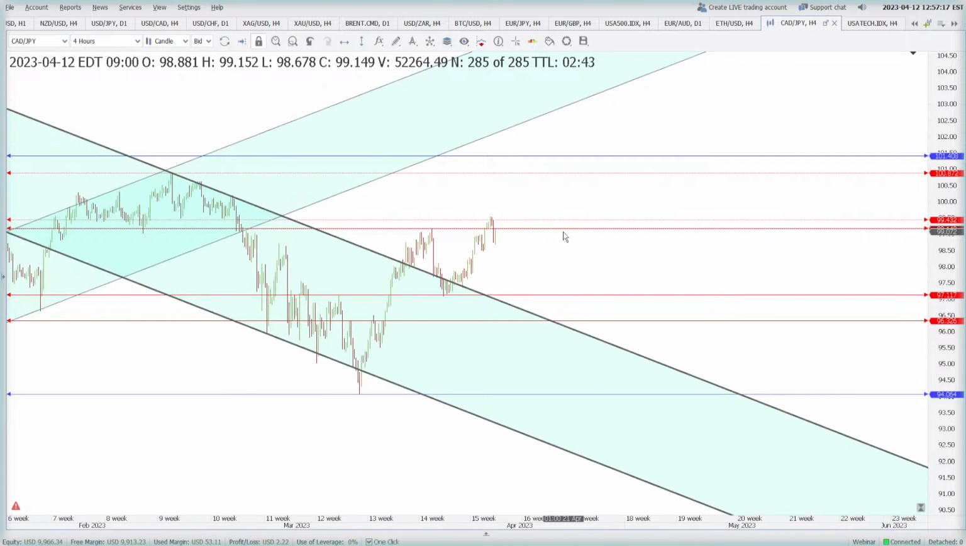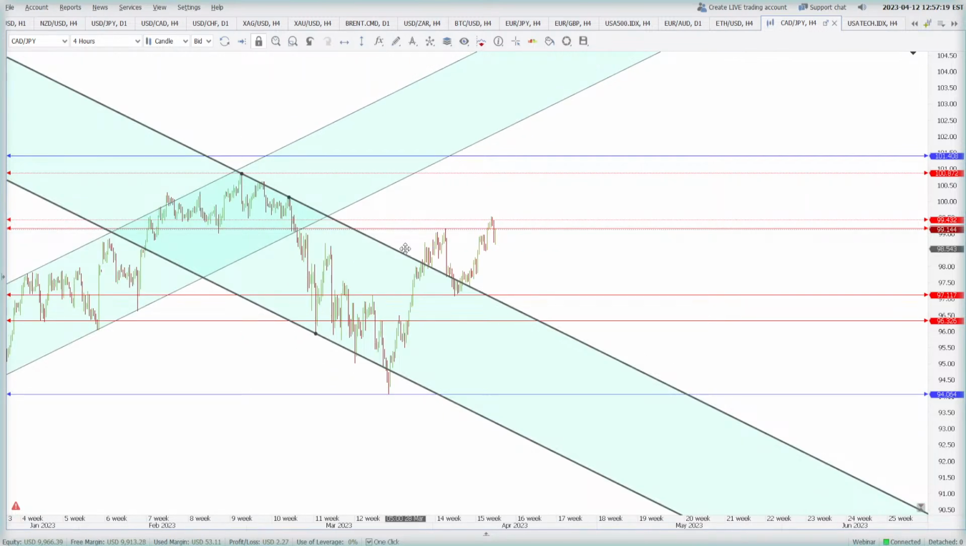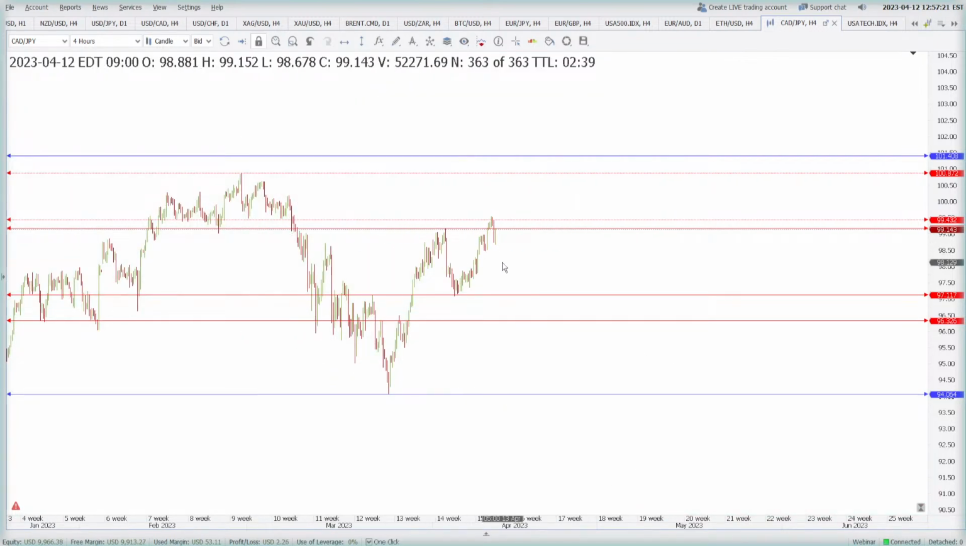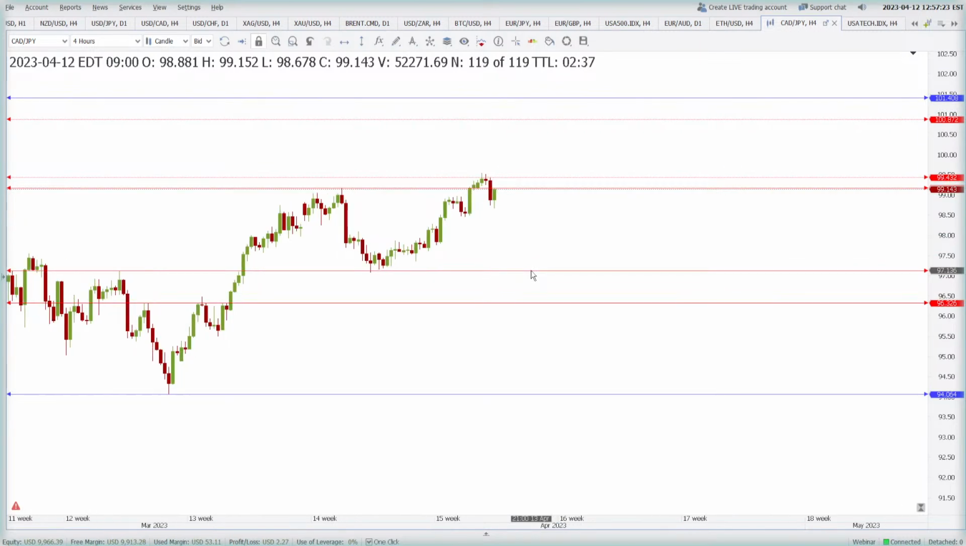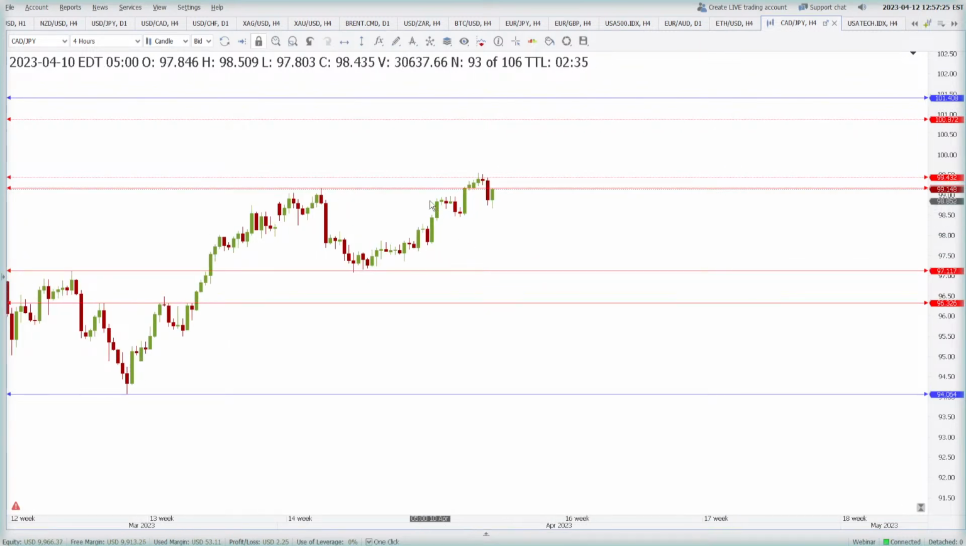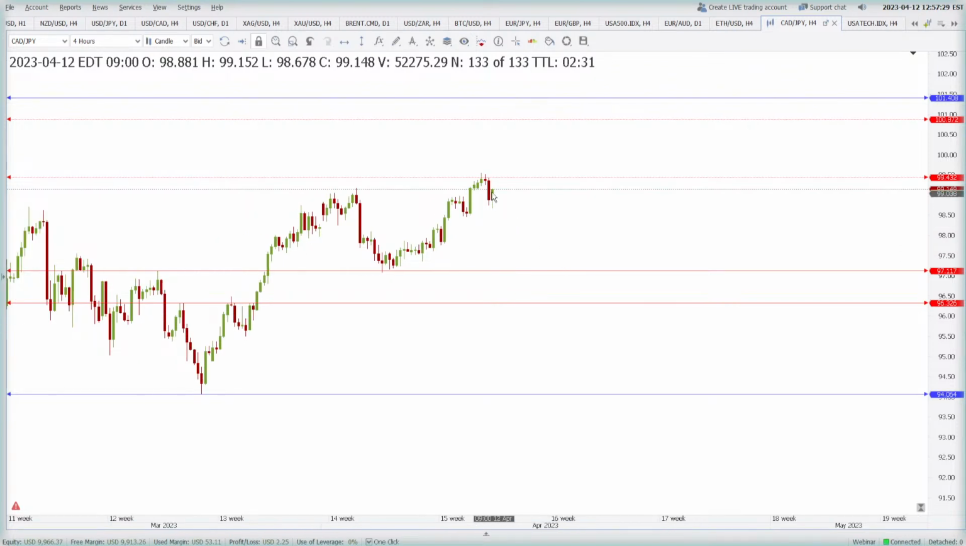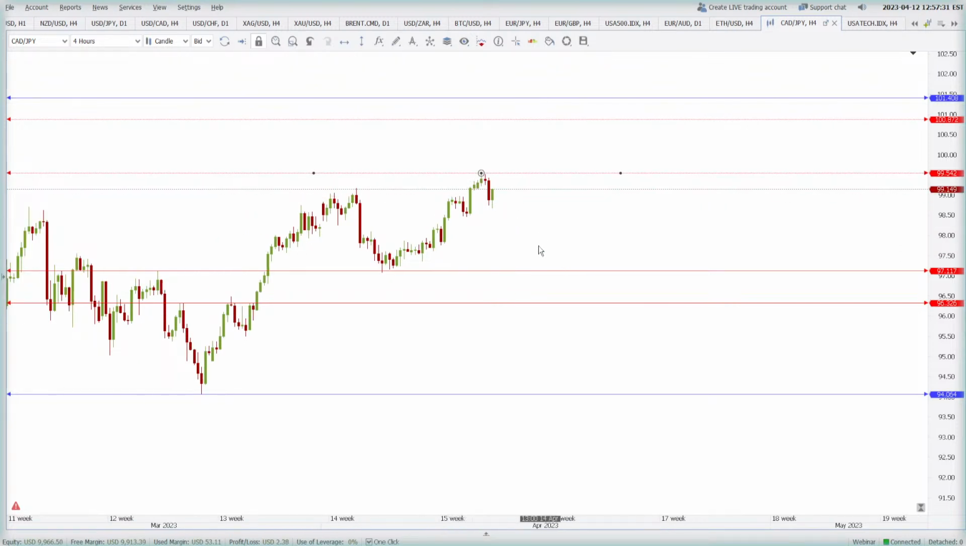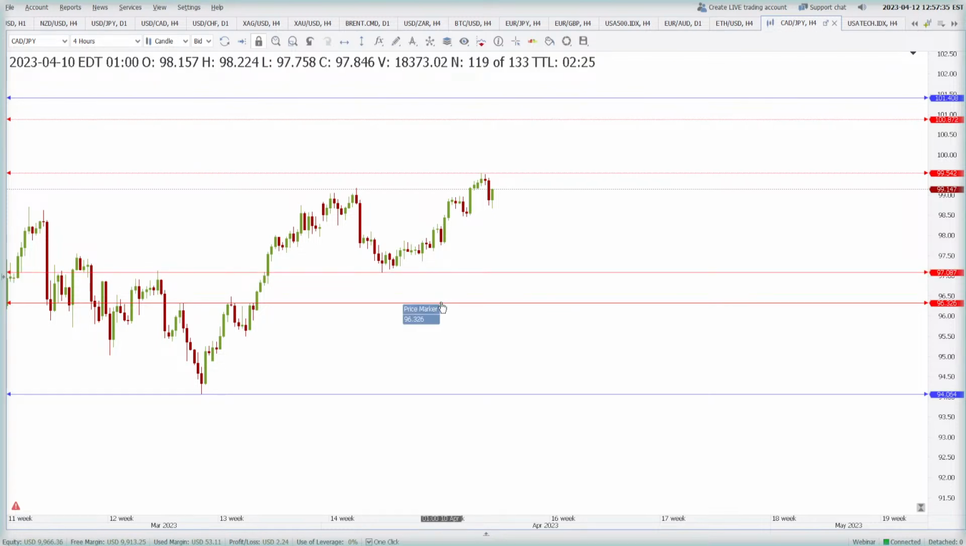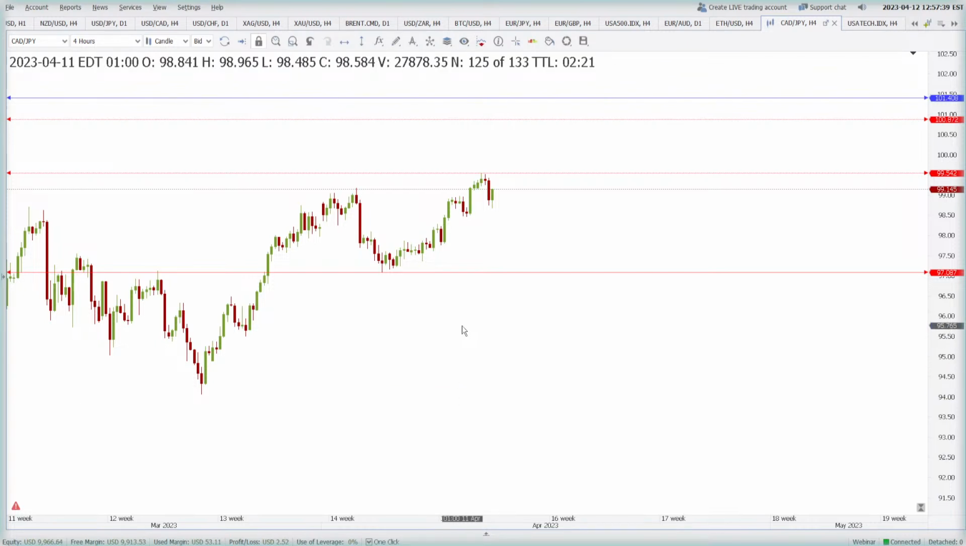I do not want to draw any channels on this one now. Channels are not required. Okay, so horizontal levels are good. Yeah, 99.17 is taken out, so that is out. All right, so these are now the levels of interest for us, not even these. Okay, so let's see how things unfold, guys, in the future.